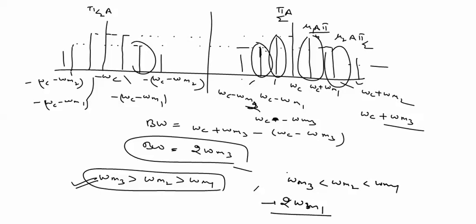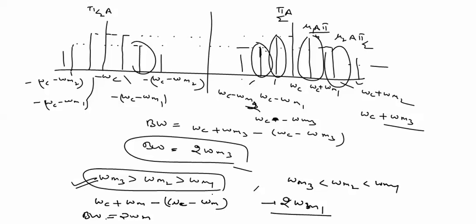Bandwidth can be calculated for AM in this way: highest frequency component omega c plus omega m minus omega c. If it is single tone, we can directly conclude the bandwidth is twice omega m. Bandwidth is double the highest modulating frequency. In the multi-tone case, we consider it in this way.